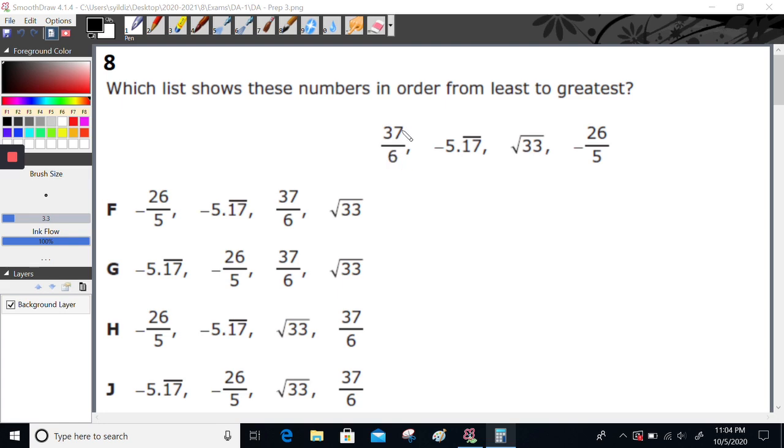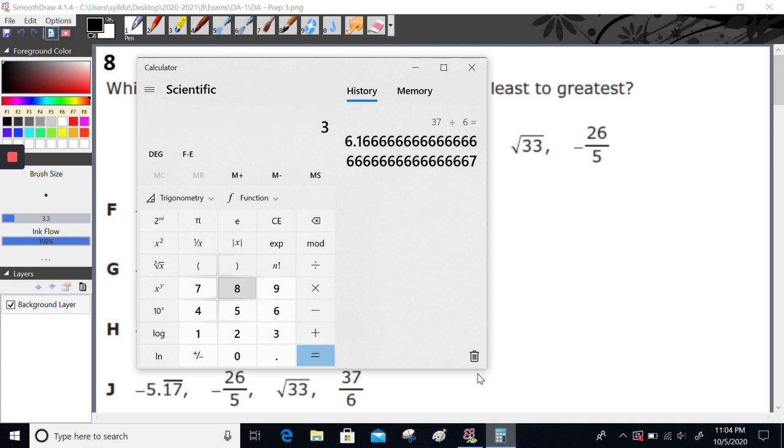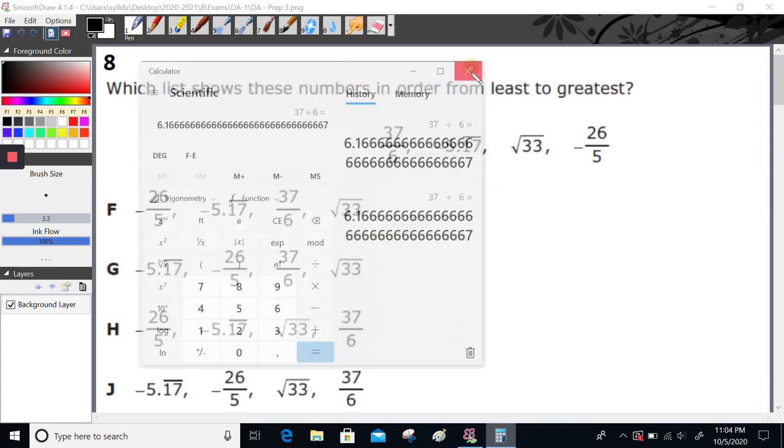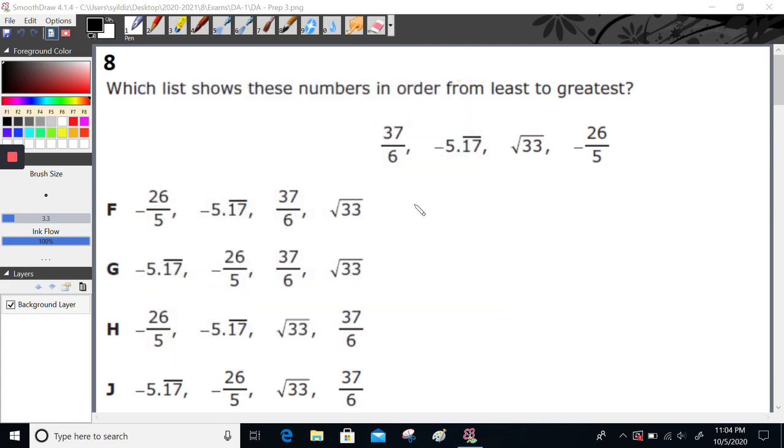First of all, let's write all these numbers in decimal notation. So 37 over 6, let's try to find it. 37 over 6 is equal to 6.166. Let's write 3 decimal places. 37 over 6 is equal to 6.166, and keeps going on forever, okay? Let's just write 3 numbers after the decimal point.